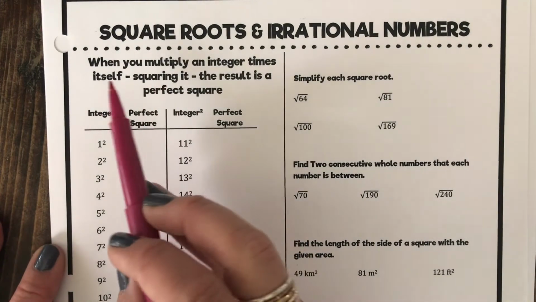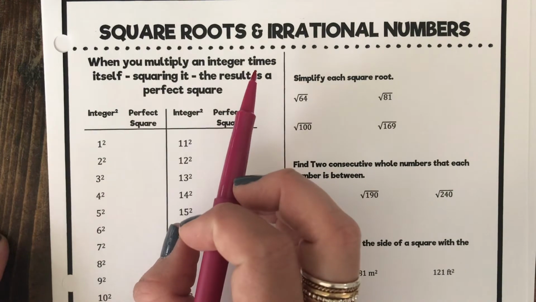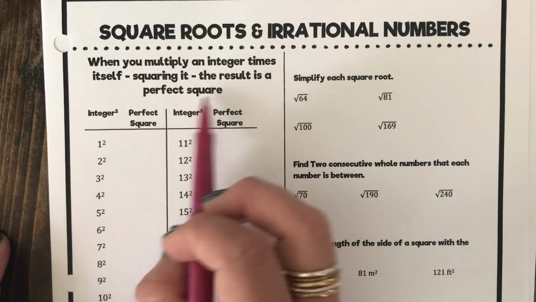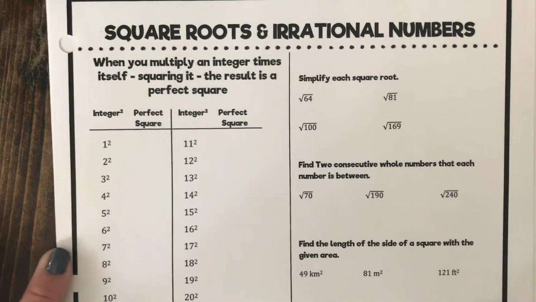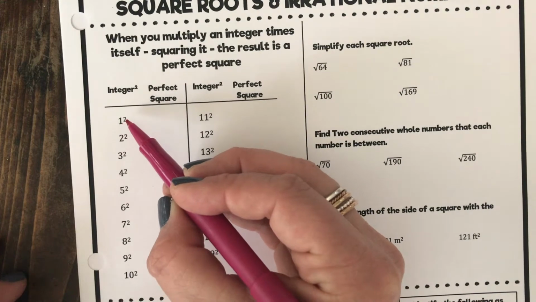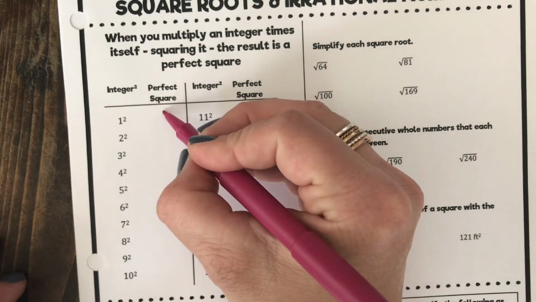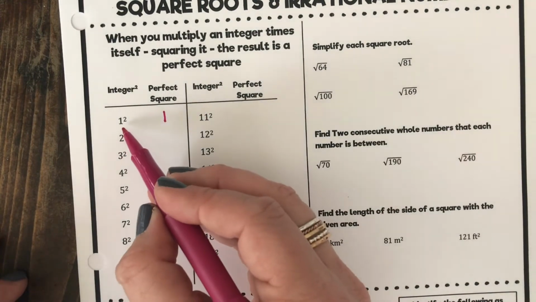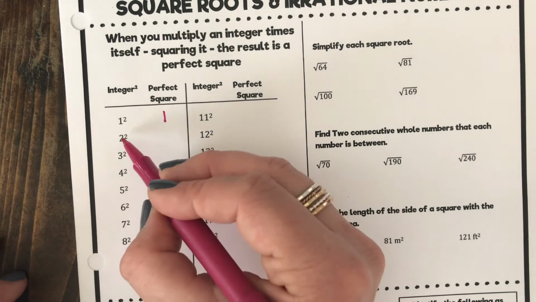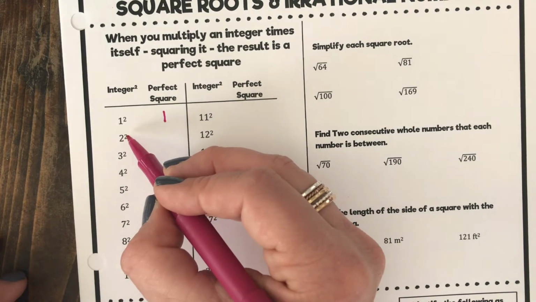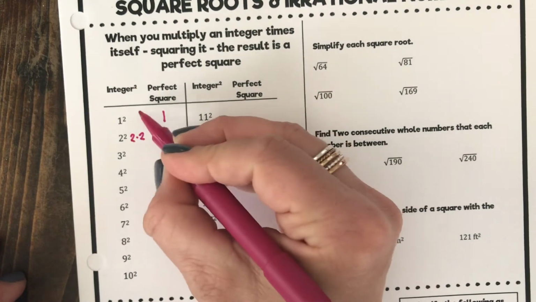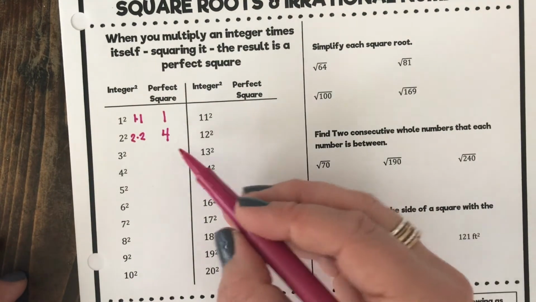Okay, so first thing we have to talk about, it says when you multiply an integer times itself, that's called squaring it, the result is what's called a perfect square. So for example, if we have the number 1, 1 times 1 gives us 1. So the integer is 1, and when you square it, it's 1. With 2, that means 2 times 2, and I'll write that out. So 2 times 2 is 4. That's how we're getting these numbers.